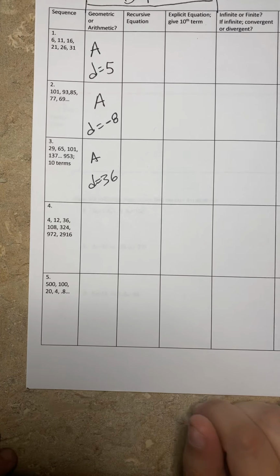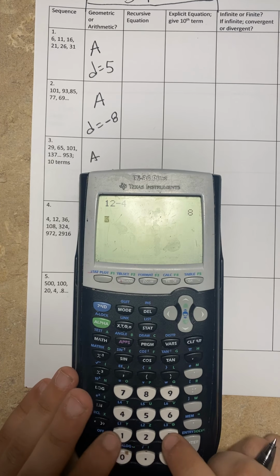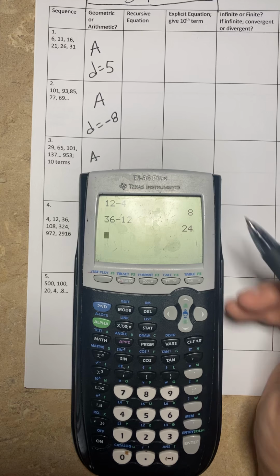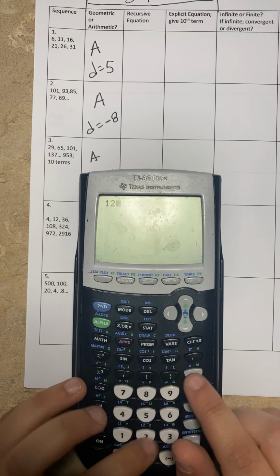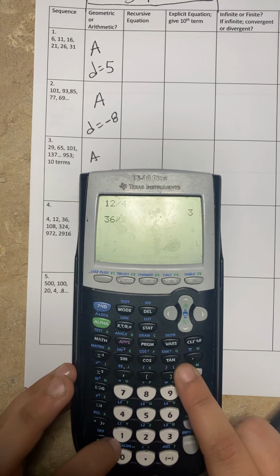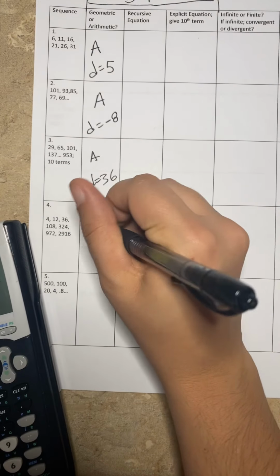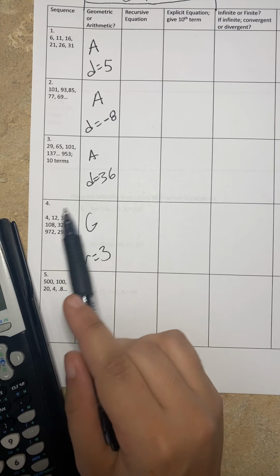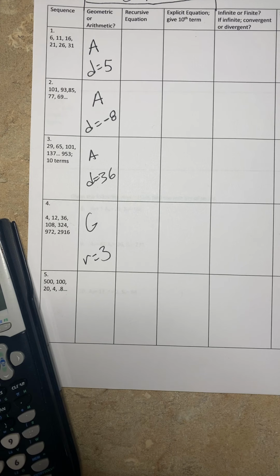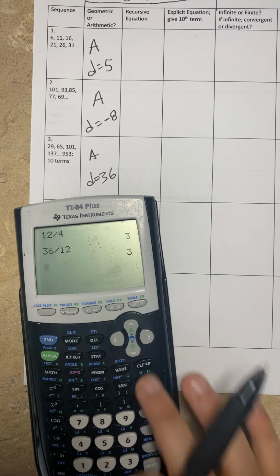Okay, so then let's look at number 4. If I do 12 minus 4, and then 36 minus 12, notice those are 2 different numbers. So it's not arithmetic, which means it has to be geometric. And so then to find out what our common ratio is for geometric, we divide. So we do 12 divided by 4 and 36 divided by 12, which means that we're multiplying by 3 every time. So this is geometric because my ratio is 3, because 4 times 3 is 12. 12 times 3 is 36. Times 3 is 108, and so on. So it's geometric because we're multiplying by 3. And that's why I did divide, because that tells me what that ratio is between those 2 numbers.